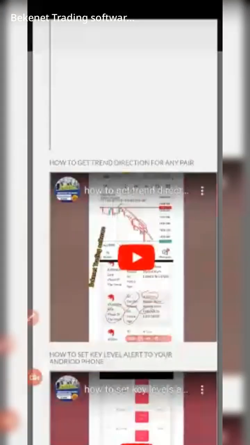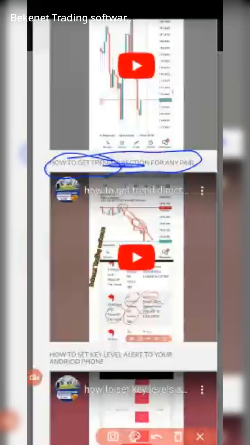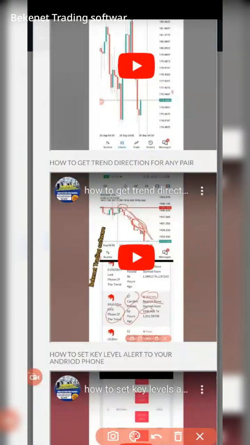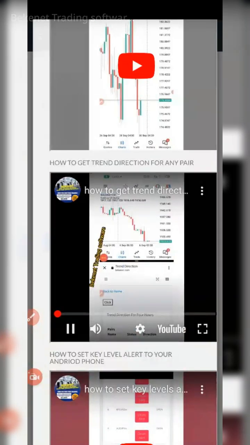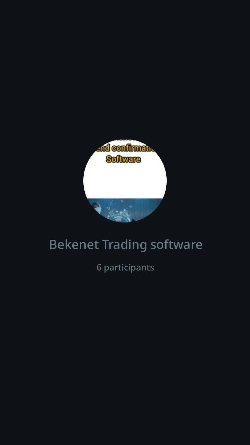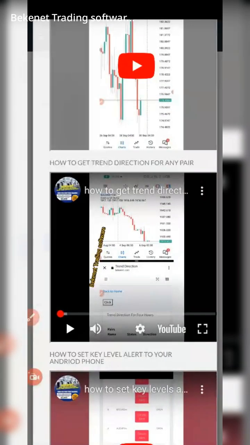Everything is stated here. This is trend direction on a pair. Look at it. You can watch a detailed explanation so that you can understand it very well. This should be last year or something. Let me see if I can play it. This should be last year, September, I think so. You understand? So everything you need is here.